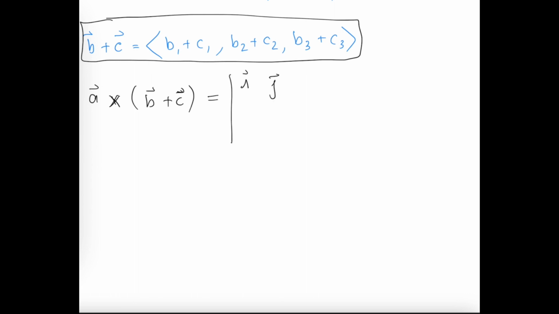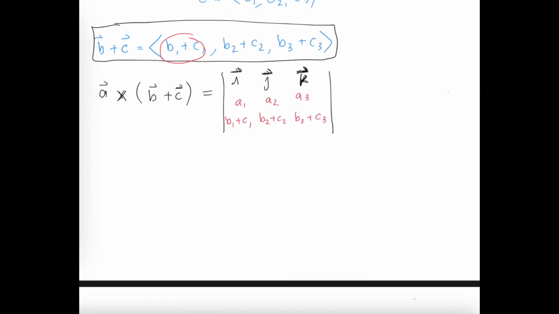So we've got IJK here, and our first row of our matrix is going to be the A vector components, and the second row of the matrix is going to be our B plus C vector components. So we've got B1 plus C1. Notice we are being extremely careful to ensure that we have vector hats over anything that is a vector, and the scalars do not have vector hats.